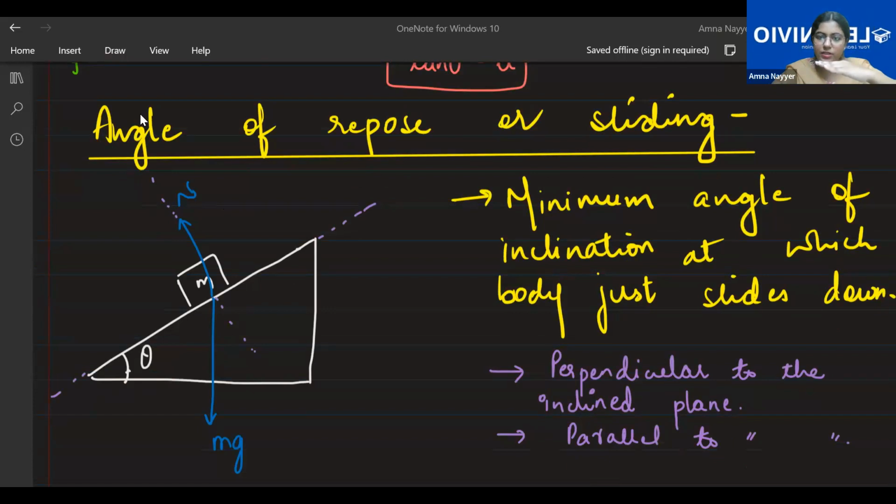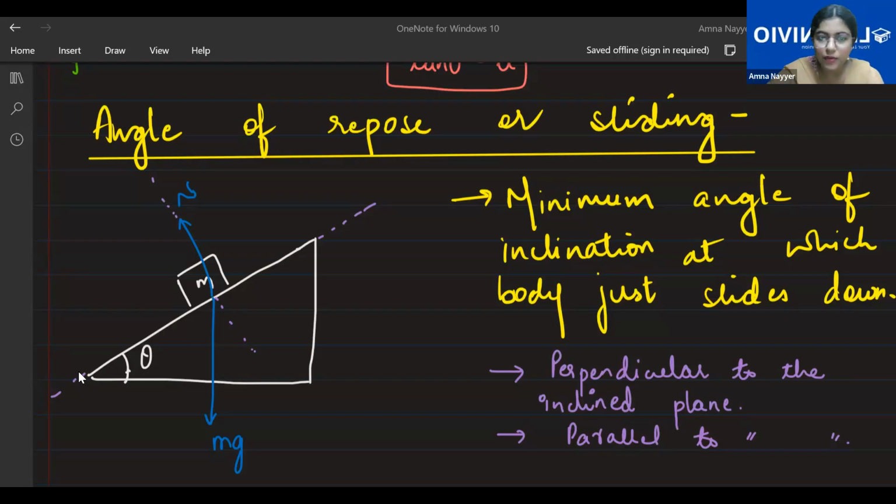The angle with which, parallel to the plane, parallel to this plane, that's why I've taken this. Is this force parallel, or mg? No. Whatever forces will be acting, not just normal reaction or mg, other forces can also act.